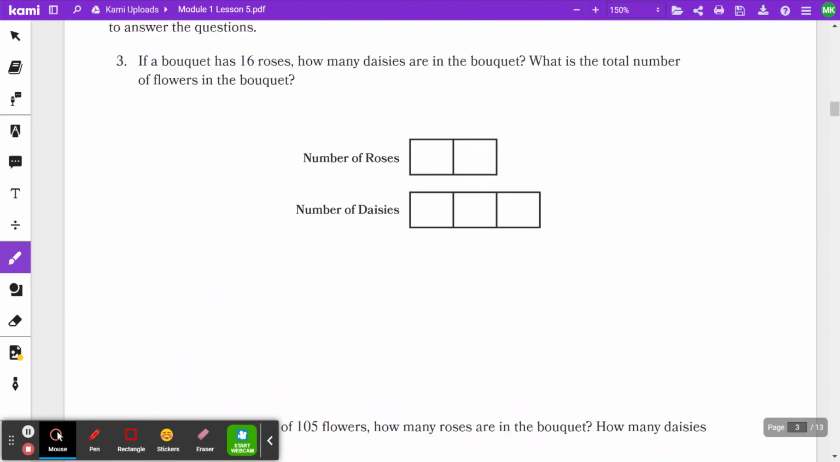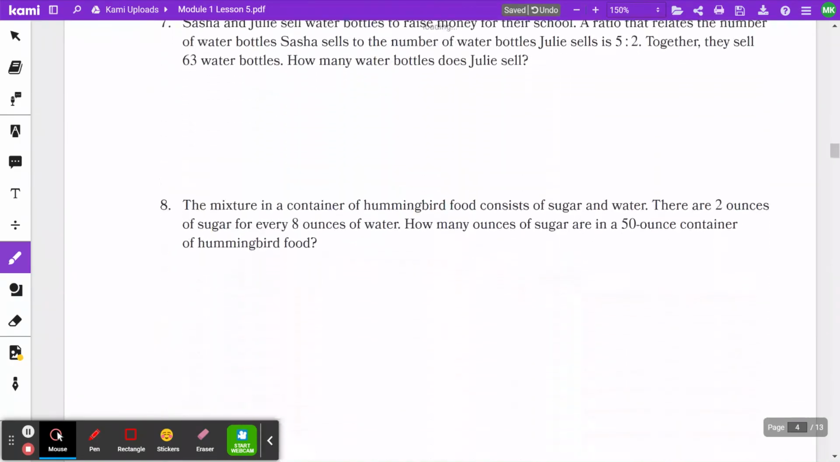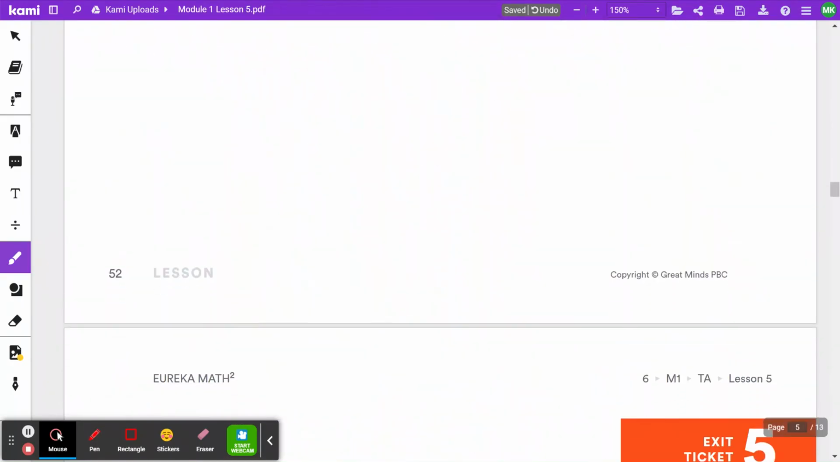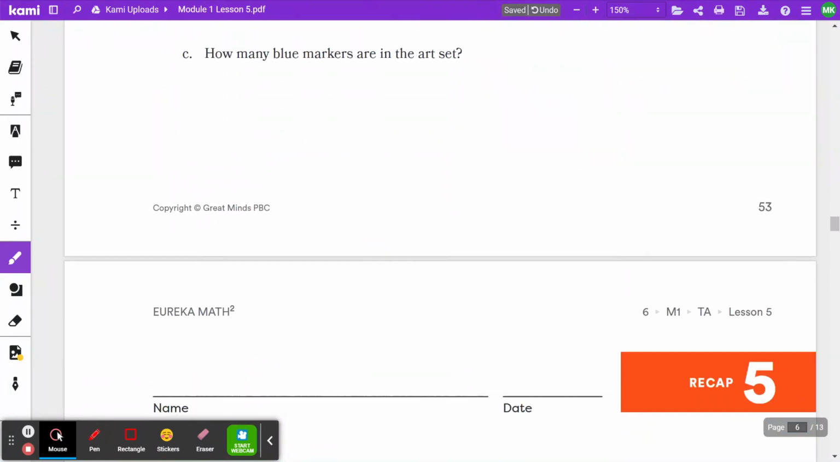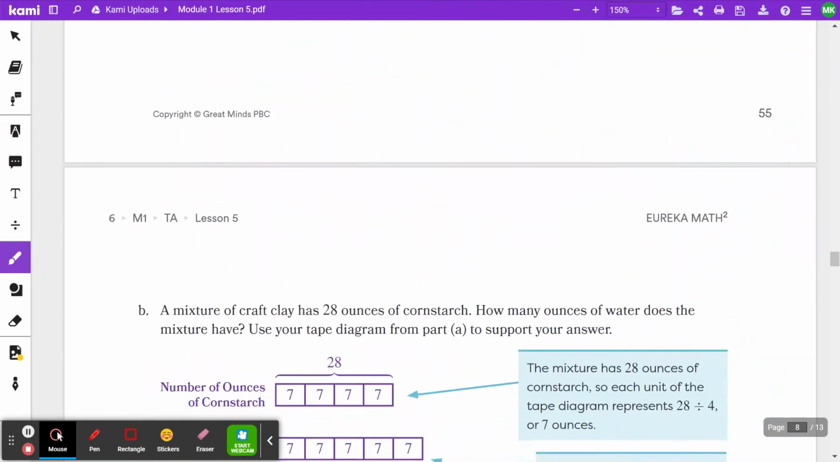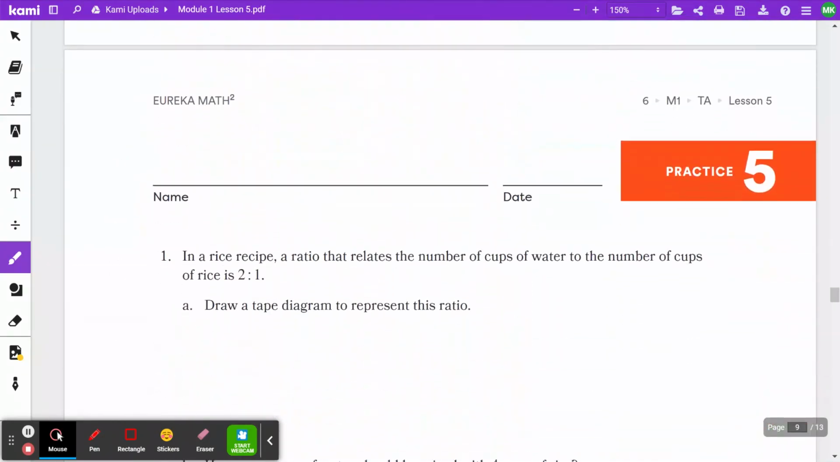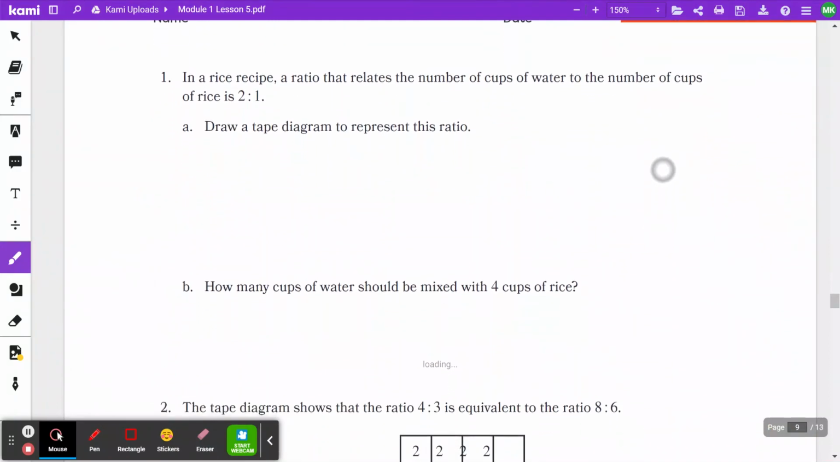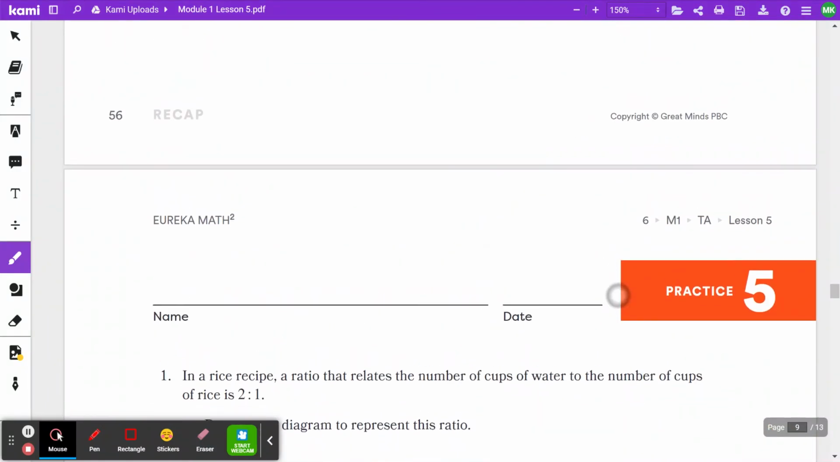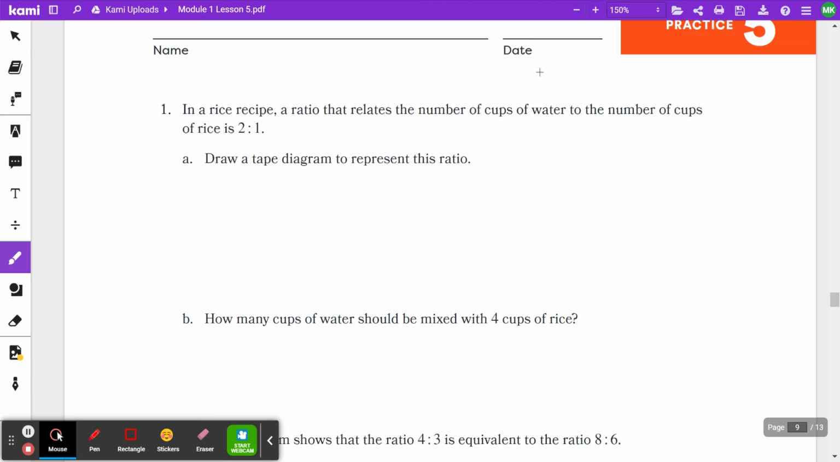Okay, all right, let's see what else. Let's cruise down to the practice. Let's see if there's anything fun in there. There's a lot in here. Exit ticket, the recap. A lot of great stuff in here. Practice. Let's take care of one of these things. Okay, so this is page 57. So page 57. All right, so in a rice recipe, a ratio that relates the number of cups of water to the number of cups of rice is 2 to 1. Okay, so we have a 2 to 1 ratio.